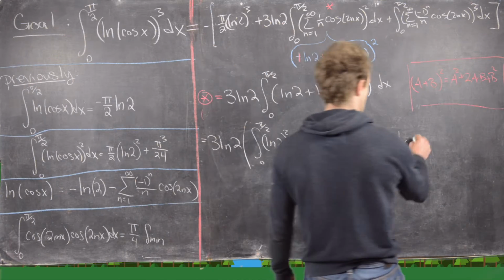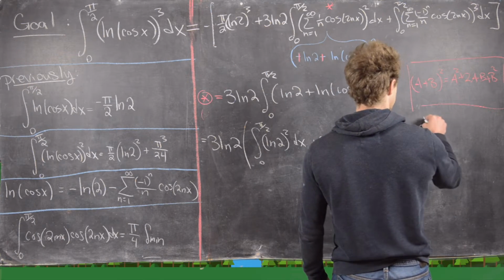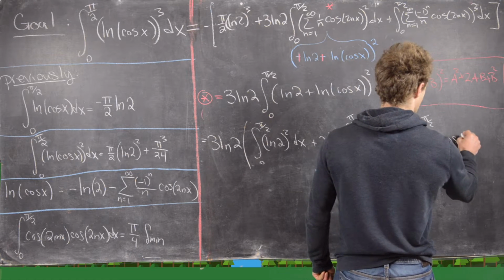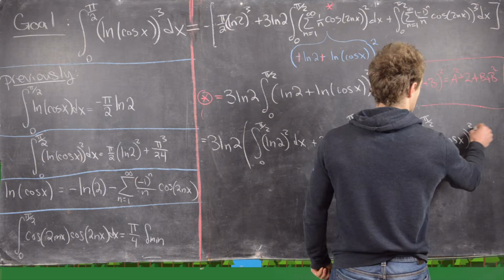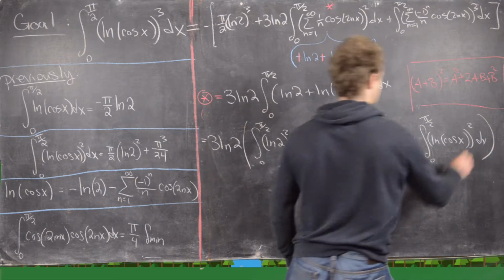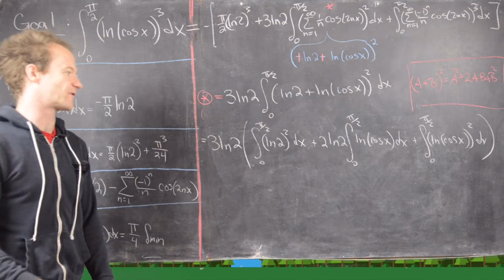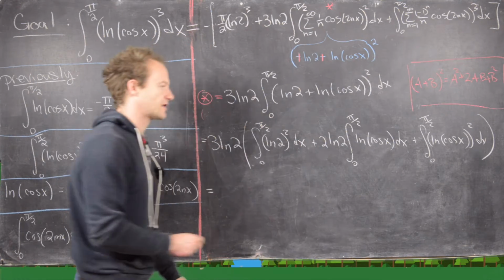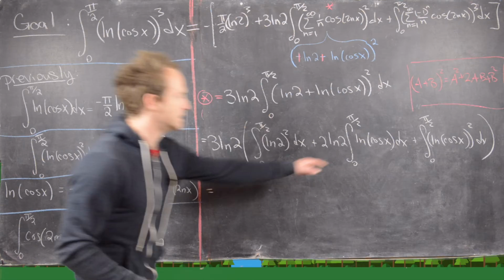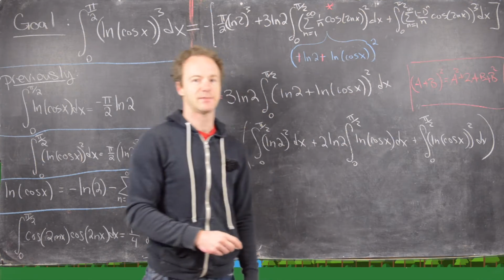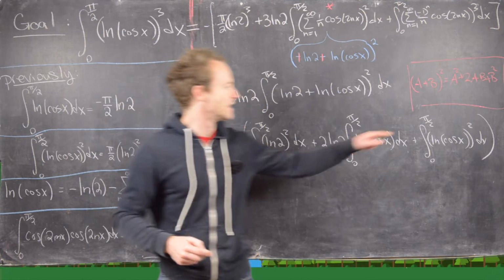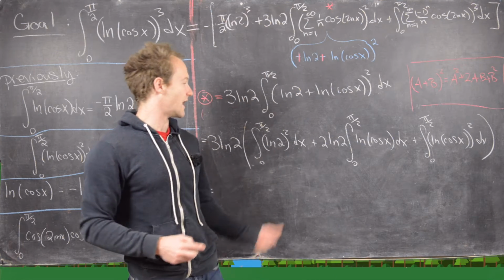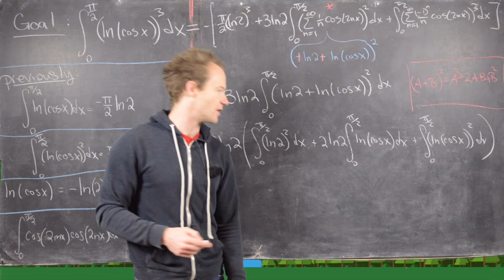And then finally, I'm going to have plus the integral from 0 to pi halves of the natural log of cosine of x quantity squared dx. Okay, so that's what we get from all of that. But each of these have been calculated in previous videos. So this one was calculated in episode 1 of this saga. This one was calculated in episode 2 of this saga. And this one is just a constant, so we're good to go there.